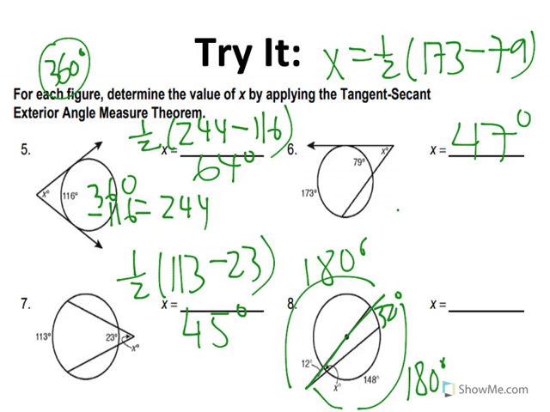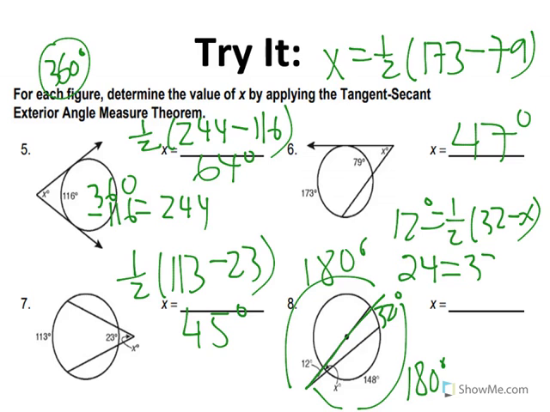Right? So we say that 12 degrees equals 1/2 of 32 minus x. So bring the half over. So we have 24 equal to 32 minus x. So subtract 32 from both sides. So that gives us -8 equal to -x. So then 8 degrees equals x.